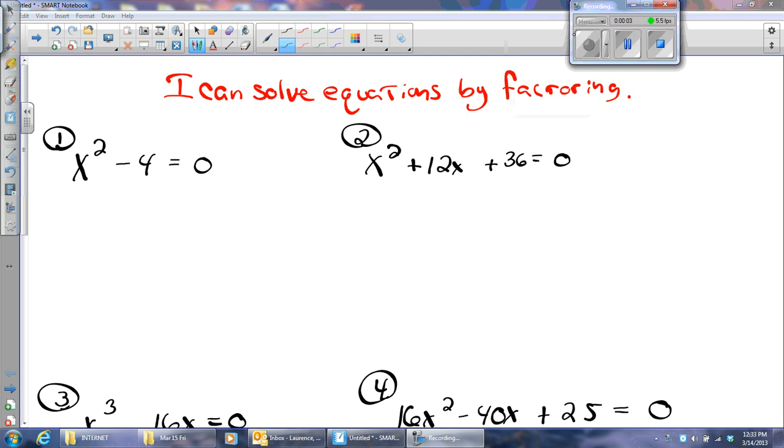Hello, algebra students. Mr. Lawrence here, and after today's lesson, you're going to be able to say, I can solve equations by factoring. Now, this is actually really easy. It's just involving factoring and then one extra step.